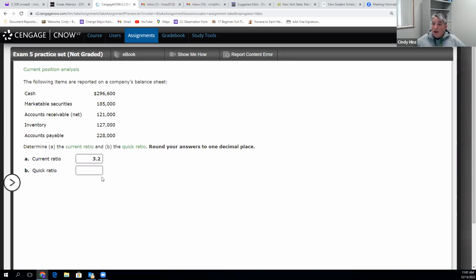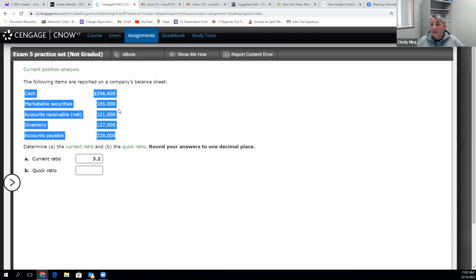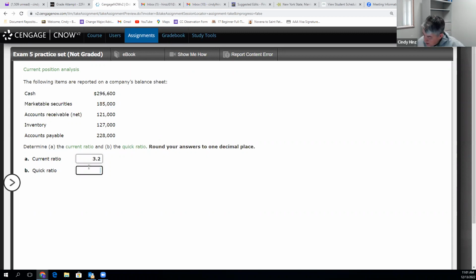For the quick ratio then, it's a very similar calculation, but as I said, we only use the financial assets, the assets that are more readily available to use to pay our bills. And so we want to add together just those three items that I have highlighted. We don't want to include the inventory. And so that brings our quick assets down to 602,600. We still divide by that same current liabilities, and we need to round to one decimal place. So I got 2.64, which is 2.6 rounded off.